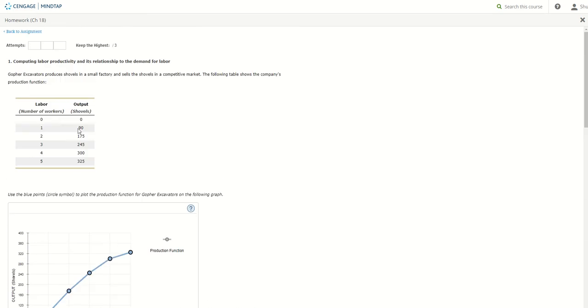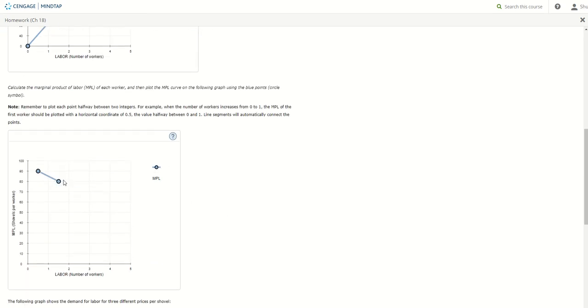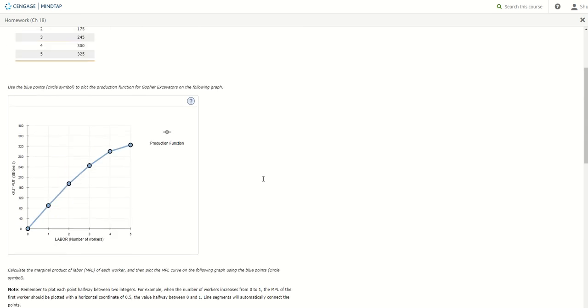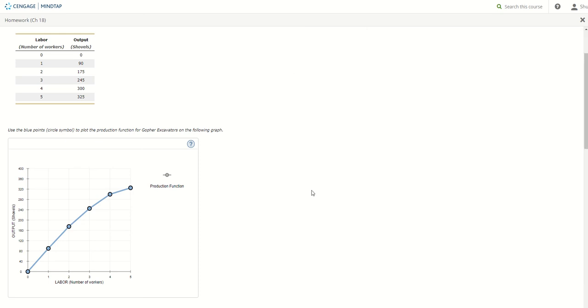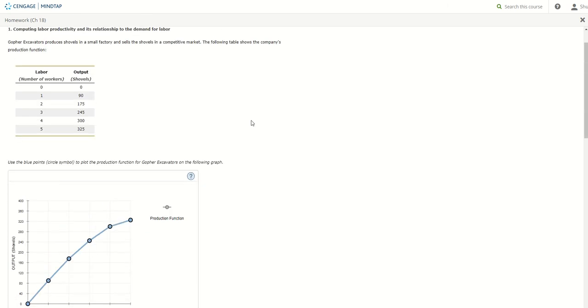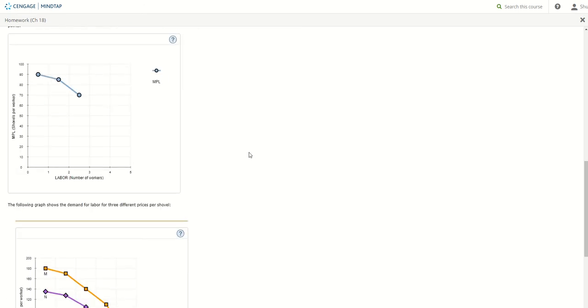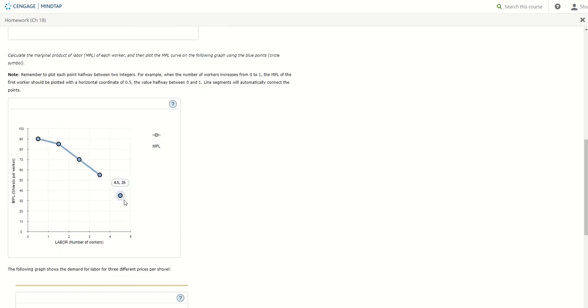Alright, and for the second worker, the difference is from 90 to 175, so the difference will be 85, so 1.5 and 85. And for the third person, from 175 to 245, the difference is going to be 70, so 2.5 and 70. Next one is going to be from 245 to 300, so that will be 55. Last one is from 300 to 325, so the answer should be 25. There. Okay, so that's our marginal production of labor.